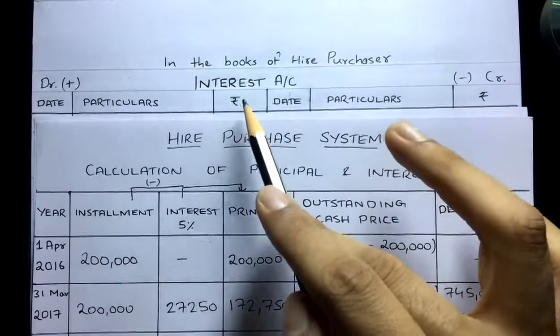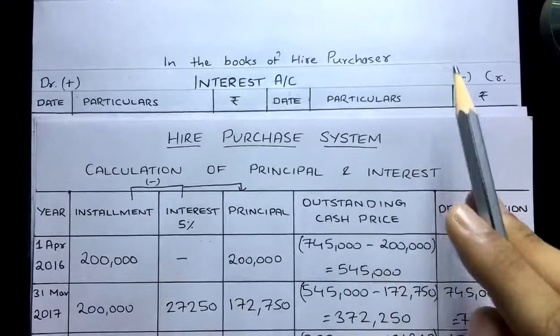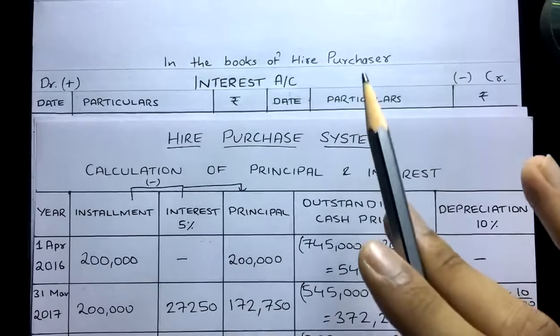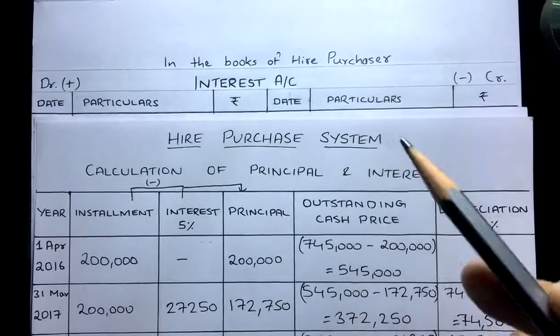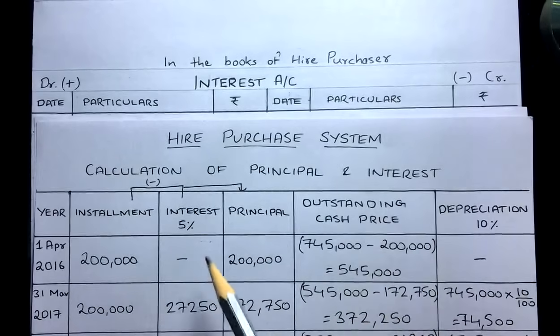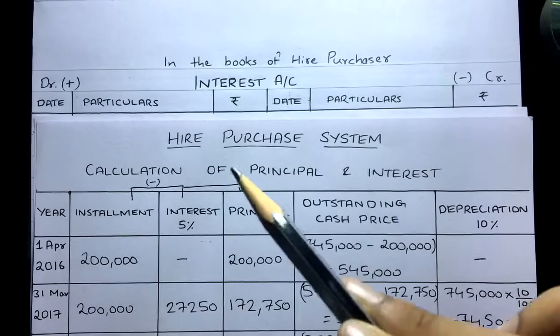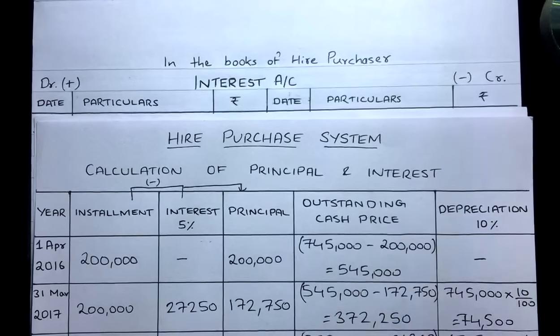So interest increases, you have to debit. Interest decreases, you have to credit, because this is an expense account. Now on the first day when the down payment was made, there was no interest, yes, but at the end of the year, when 1 year had passed, interest of 27,250 was generated and it was paid to the hire vendor.